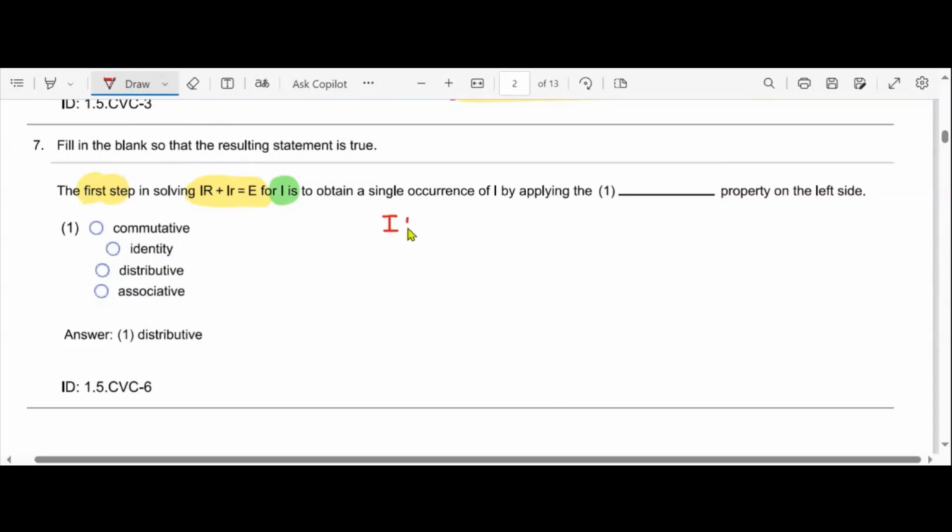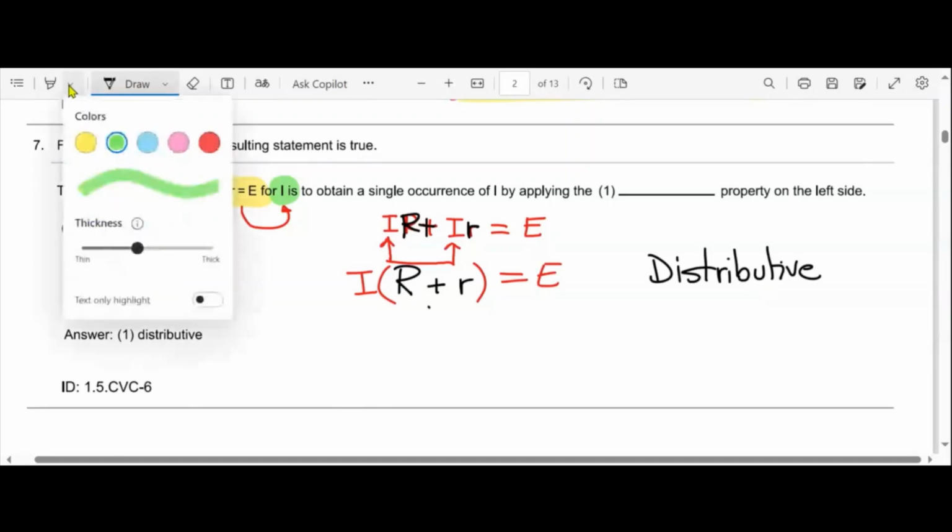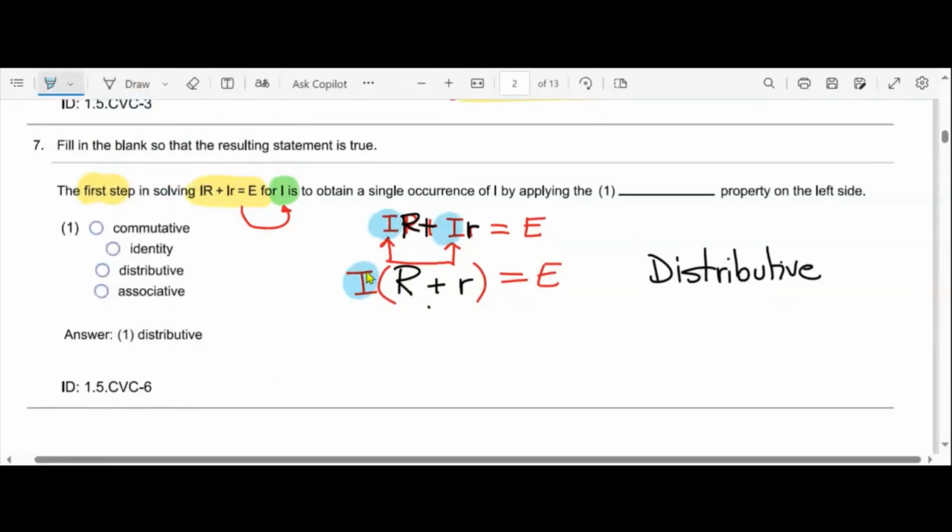So I have here Ir plus IR equal what? E. So the first thing I look at is the I. He wants to solve for what? For I, right? Yes. So take common. What is common here? I. What's left? Capital R and small r. Correct. Now, what's the next step? So what is this called? That's called distributive, but distributive can go both ways, because you can be collecting or you can be distributing. So here I'm collecting the I, the I outside. Is this clear? Yes. Any question? No.